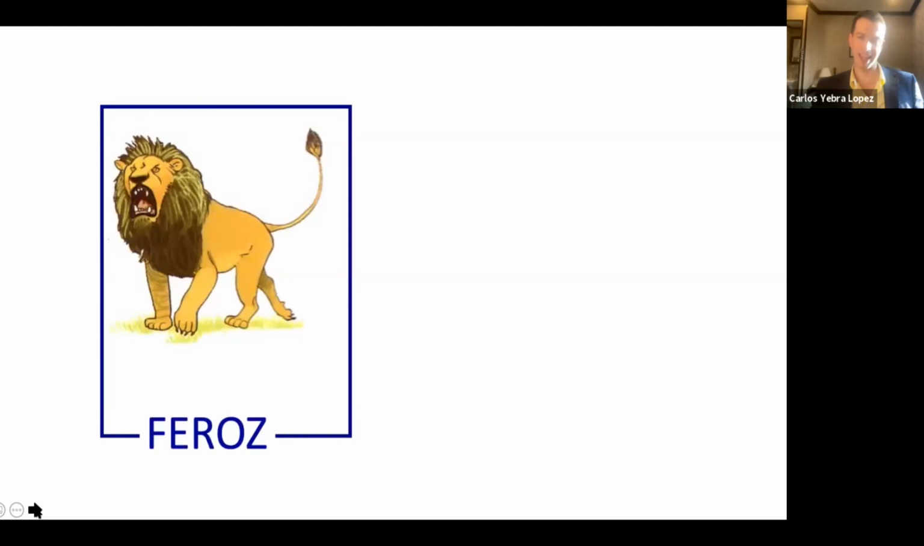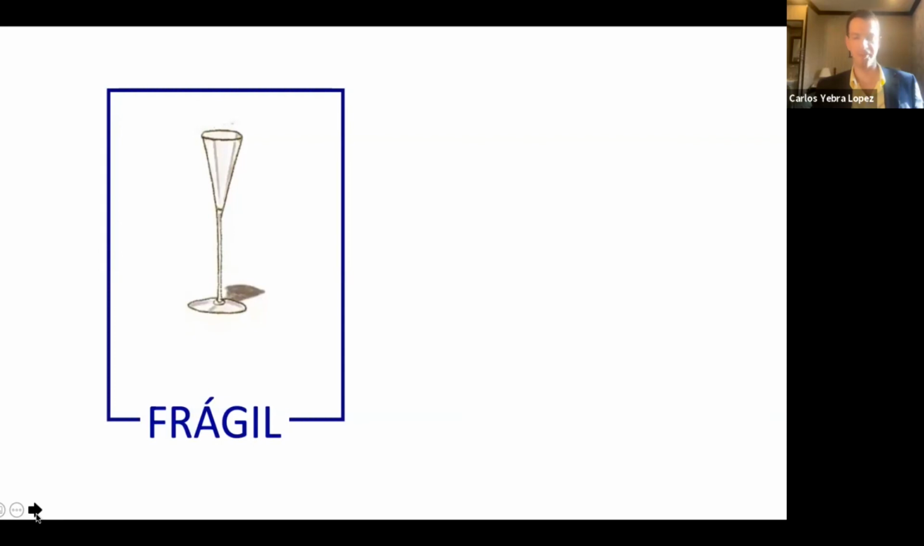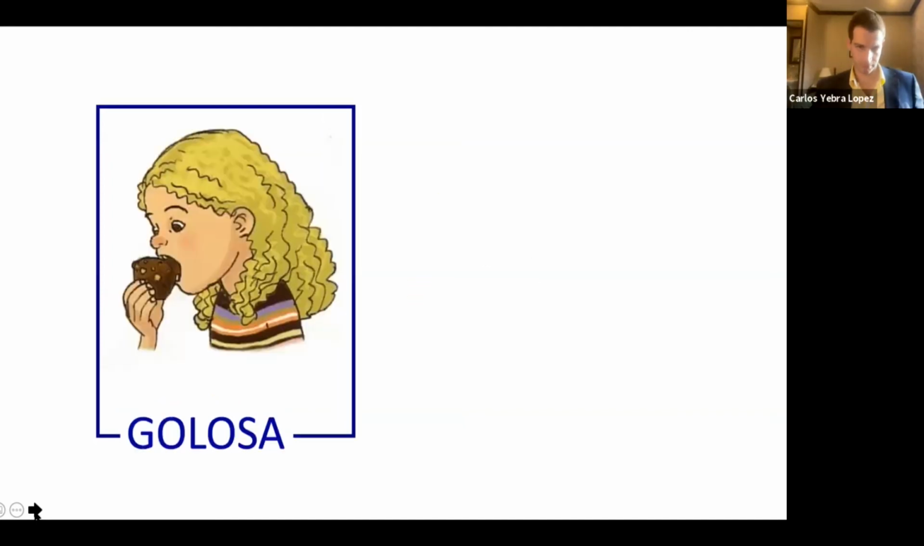Lion, feroz. Again, lions are kind of intrinsically ferocious, feroz. So it's going to be es feroz, right? Fragile, frágil. Again, glasses are intrinsically fragile, therefore it's going to be es frágil. Golosa. So people who have a sweet tooth, right? Is that a personality trait or is something that changes from one week to the next one? It's typically stable over time, right? So we're going to say es golosa, right? She's got a sweet tooth.